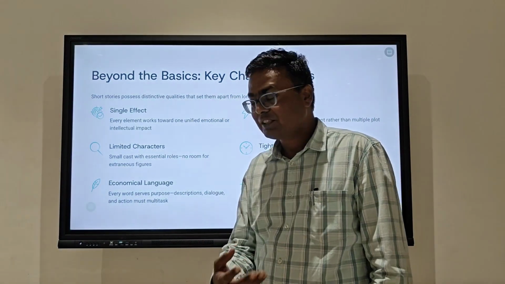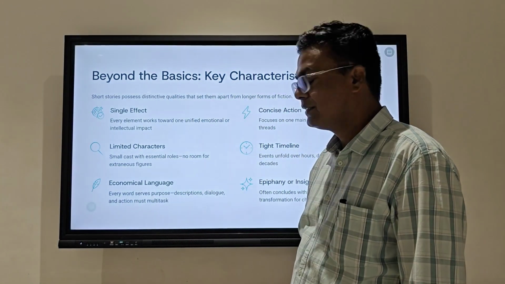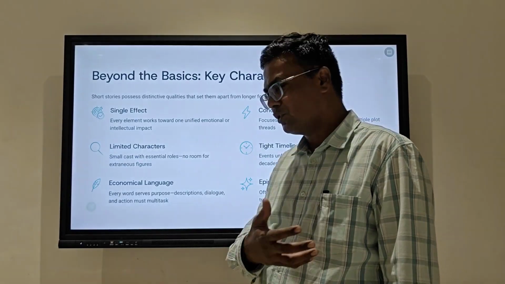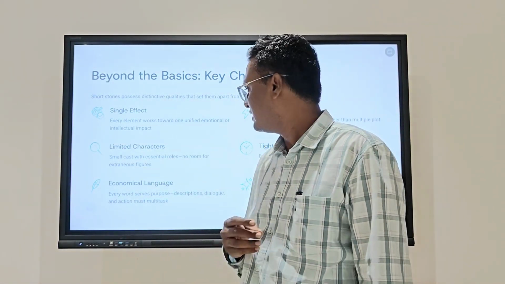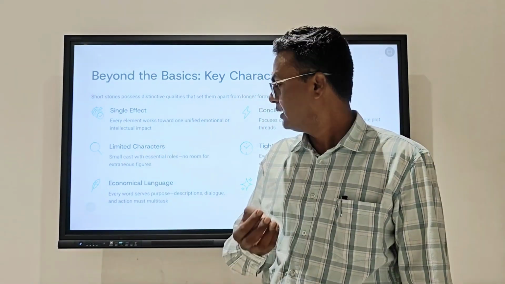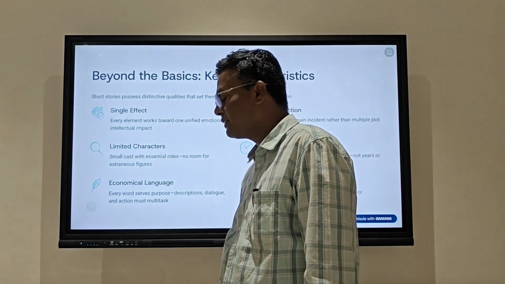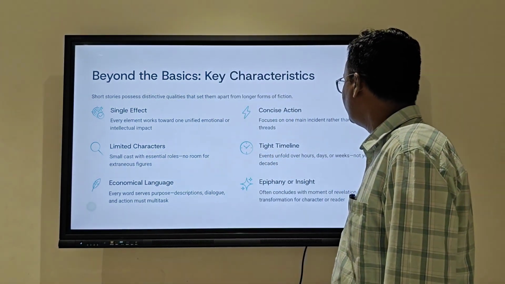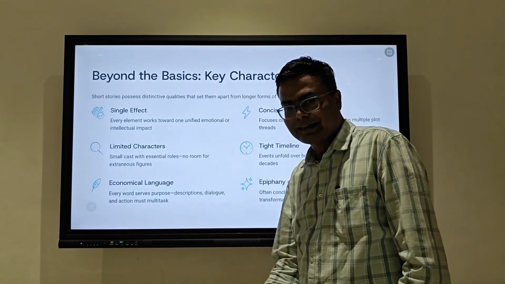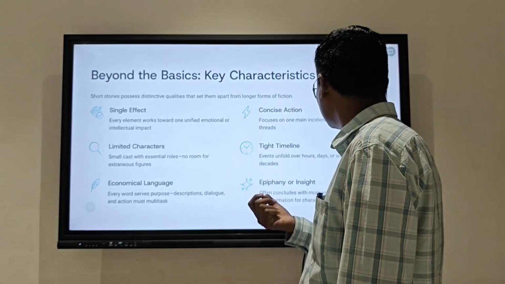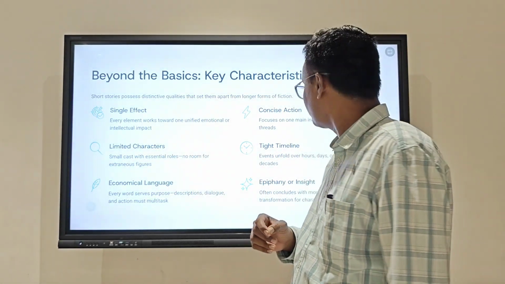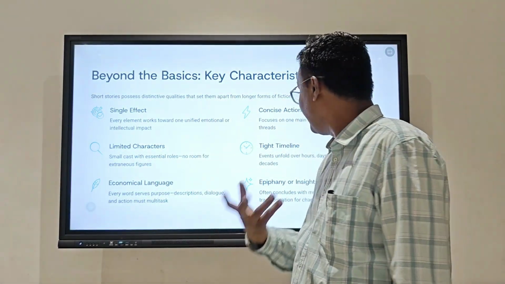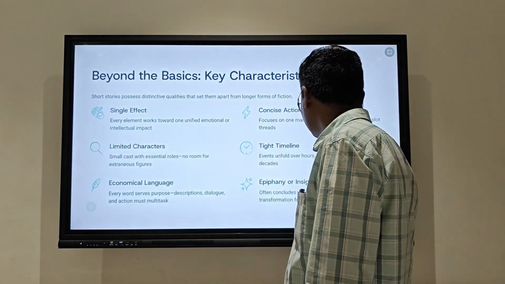Then a story has emotional language. A story is of course like a novel, isn't it? Because in a story there may be songs, there may be a description of the movies, but generally it is very short. Then concise action, it has a tight timeline. It means there is a clear-cut division of hours, days, or weeks. Okay.